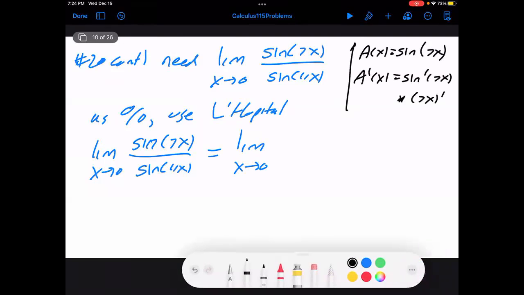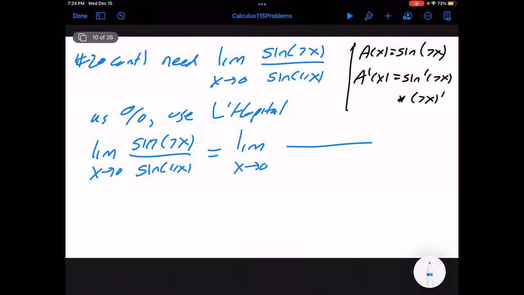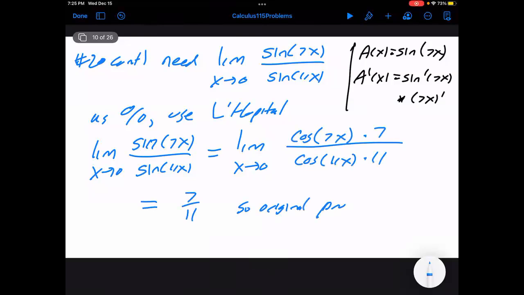So what is the derivative of sine of 7x? Cosine 7x, and then times 7. And what's the denominator? Cosine 11x, times 11. And now what does the numerator go to as x goes to 0? 1. So this is going to be 7 elevenths. So the original problem is going to be 7 elevenths squared. Okay. So any questions on how to do problems like this?